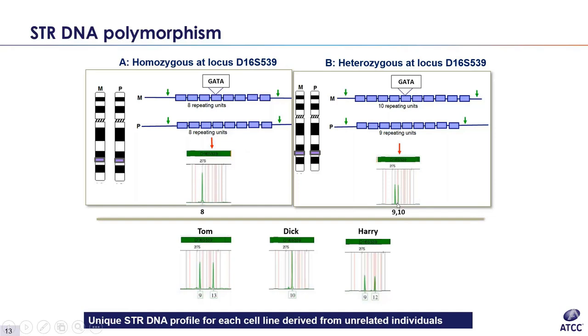Some other examples below, Tom, Dick, and Harry. Tom has two peaks here, migrating with the 9 and 10 allelic ladder, so he's heterozygous at D16 for 9, 13. Dick has one peak at 10, indicating that co-migrated, so he's homozygous at D16 for 10. And then Harry here is heterozygous for 9 and 12. So that's just one locus.